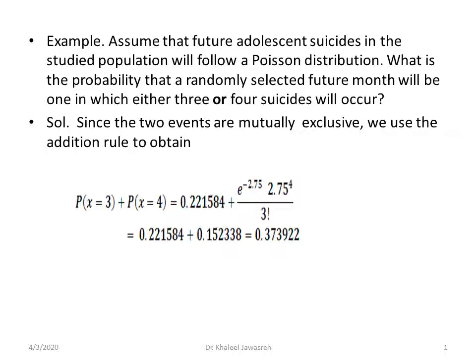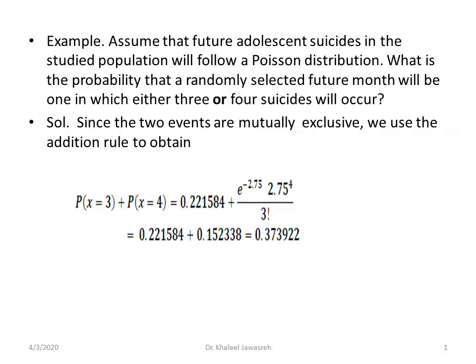The result will be 0.221 plus the probability of x equal to 4, which will be e to the power of minus 2.75 times 2.75 to the power of 4. Why 4? Because we have 3 or 4 suicides. So 4 over factorial 4 actually, not 3. You do need to correct it: 4 factorial, not 3, in the denominator. Okay, I will check it.